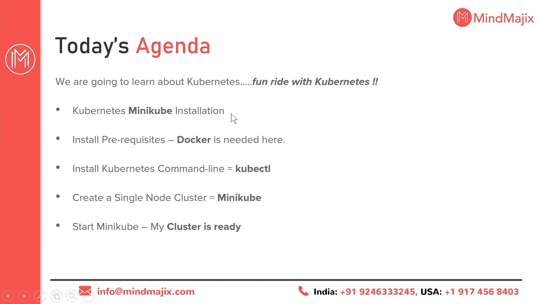Minikube installation, right? So we will do the installation, and the prerequisite is Docker. Why Docker? Because Kubernetes has no capability to create containers on its own. So we need a container tool, right? Docker is a container tool which is very, very popular, and it is easily available as open source in the public domain. So we will use that prerequisite. So we will install Docker also.